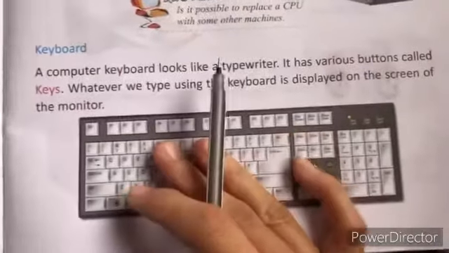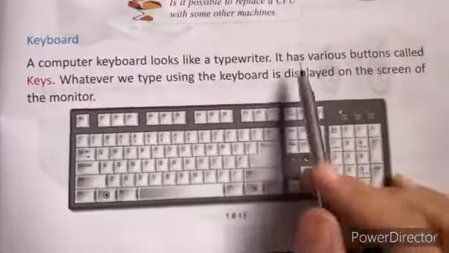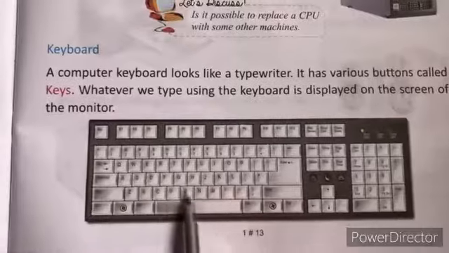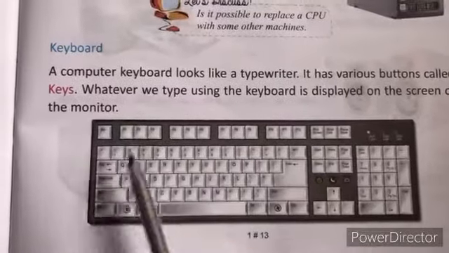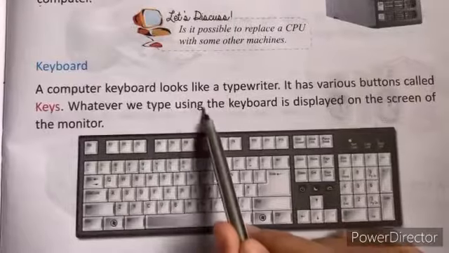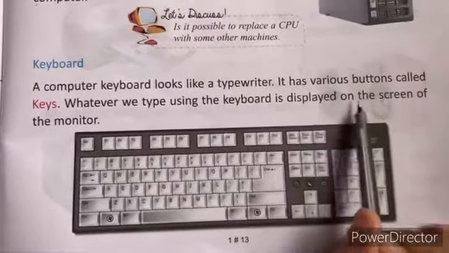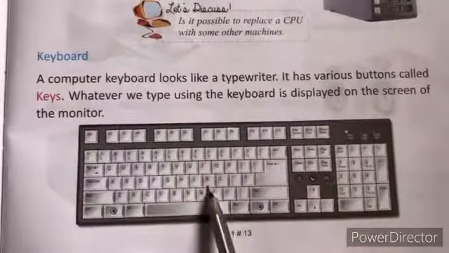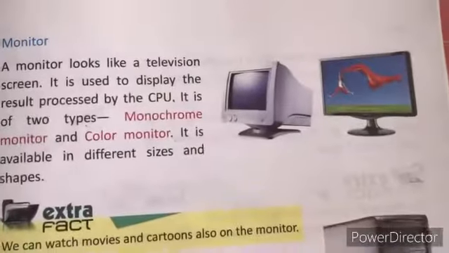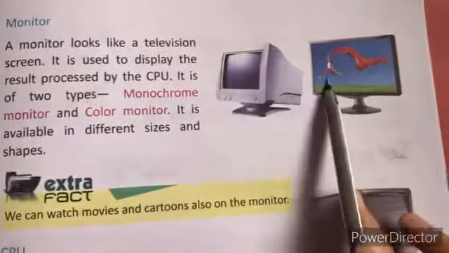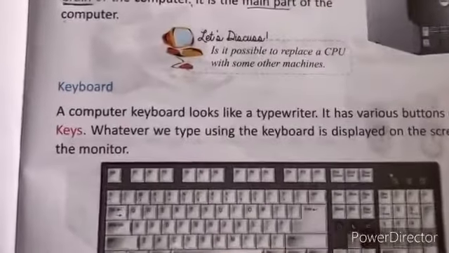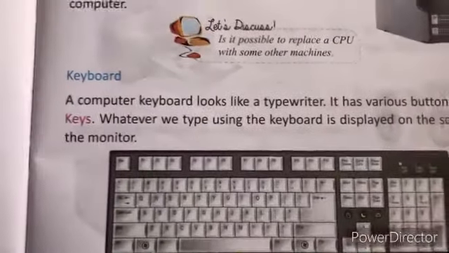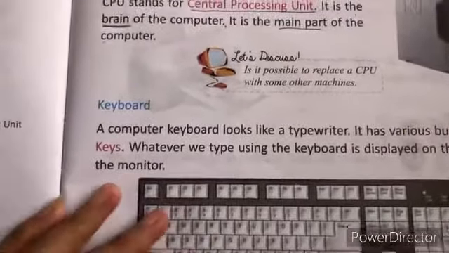They all have different uses. A computer keyboard looks like a typewriter. It has various buttons called keys. Whatever we type using the keyboard is displayed on the screen of the monitor. We type anything here, it's displayed on the monitor, right?